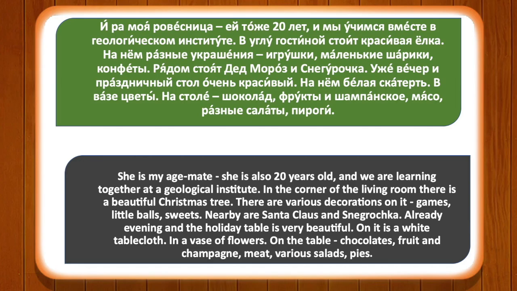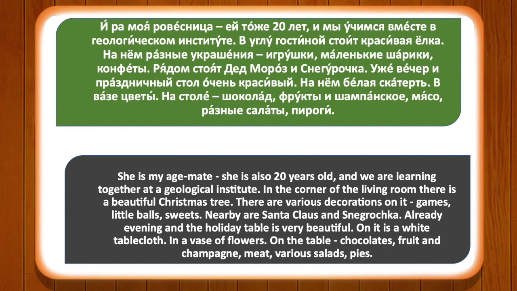Ей тоже 20 лет. Кому? Кому 20 лет? Ире. Ире 20 лет. И мы учимся вместе в геологическом институте. Где мы учимся вместе? В геологическом институте. So it's a good example of the prepositional.